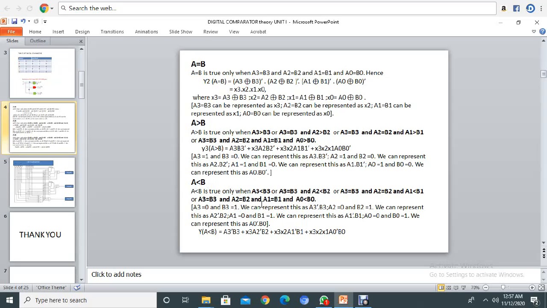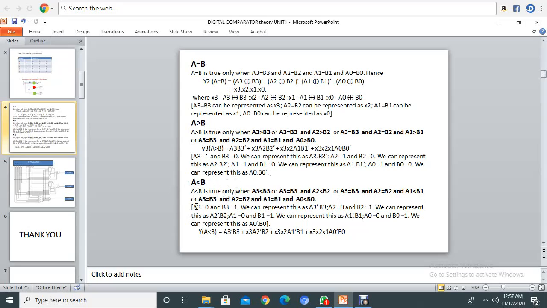In the first case, it may be A3 is less than B3, or if both are the same, A3 is equal to B3, then you have to check A2 and B2. If A2 is less than B2, then A is less than B. If it is not satisfied, suppose we have A3 is equal to B3 and A2 is equal to B2, then you have to check A1 and B1, whether A1 is less than B1. If A1 is less than B1, you can say that A is less than B.